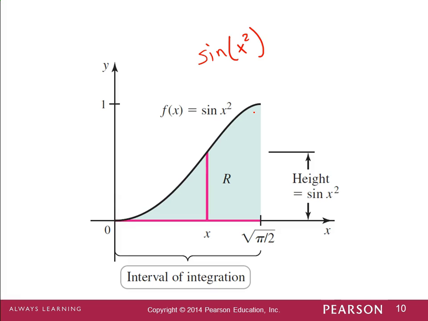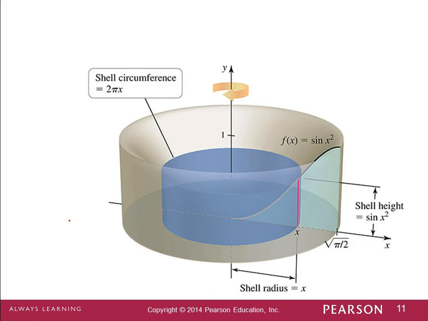And we want to look at the region from 0 to radical pi over 2. And that's our interval of integration. We're going to rotate this about the y-axis. So let's look at what this shape looks like when we revolve it. We get this solid here.